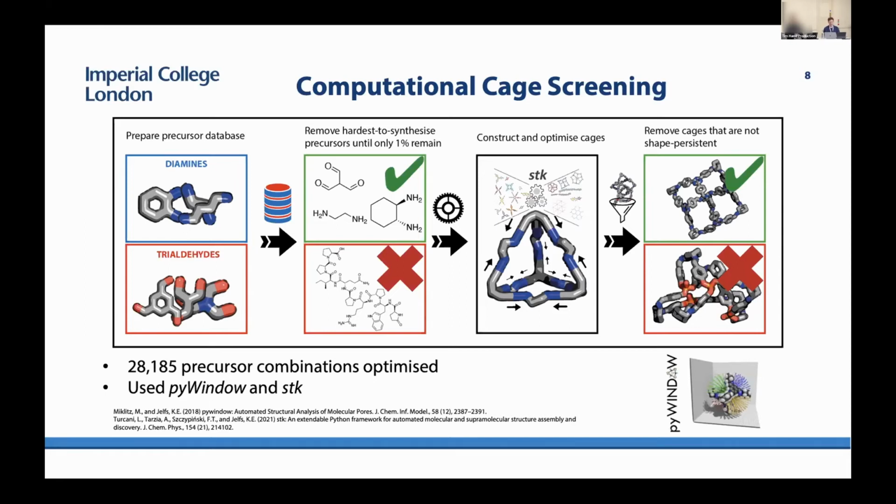And despite limiting ourselves to only these three factors, because there are so many different combinations, we ended up screening 28,185 different precursor combinations. And so once we'd built the cages in STK, we then performed a molecular dynamics conformer search to help identify the lowest energy conformer, and which will hopefully give a representation of whether that cage was likely to maintain that permanent internal cavity in the gas phase.